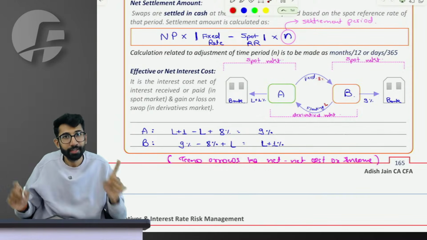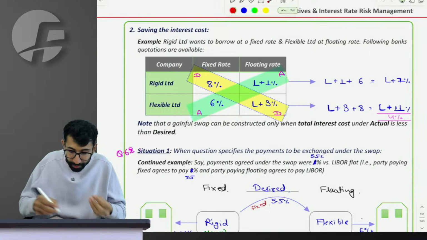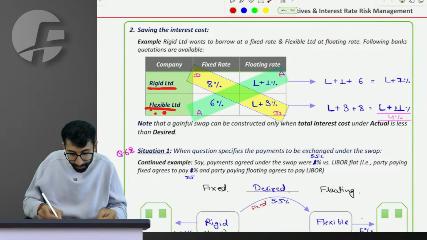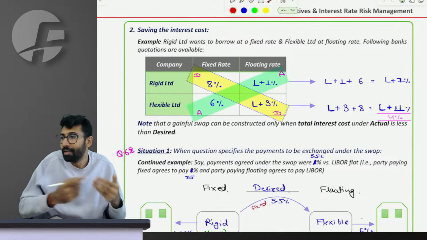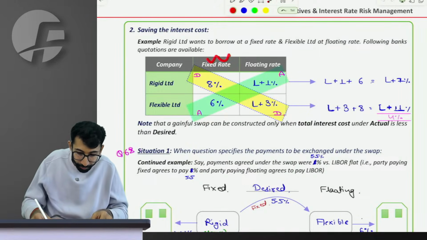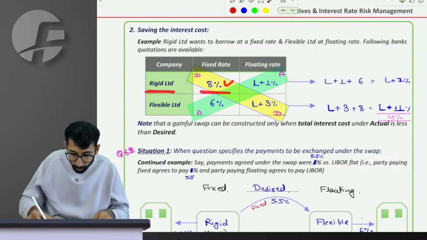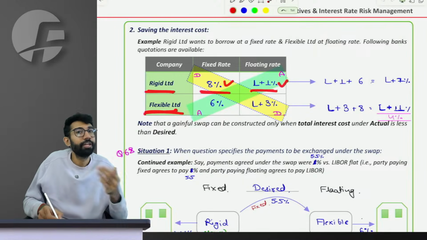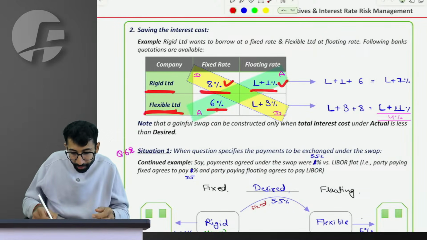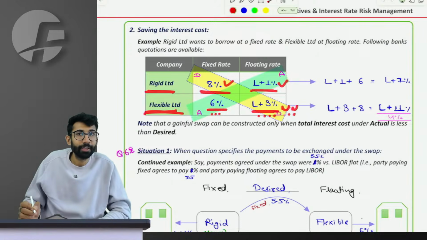Could you understand it? This learning is going to be of great help in the next concept that we do. Sir, let's say there are two companies, Rigid and Flexible. Both the companies when they go to the market can take both types of loans. They can take a fixed rate loan or floating rate loan. Rigid, when it went to its bank, was told you can either take 8% loan or you can take L+1 loan in floating. Flexible Limited, when it went to the market, the bank says you can either take 6% loan or you can take L+3 loan as floating.